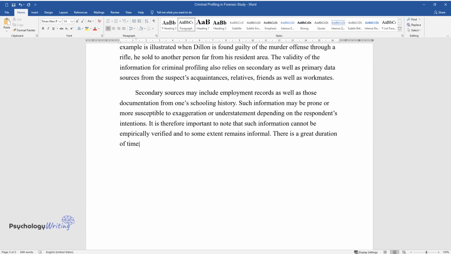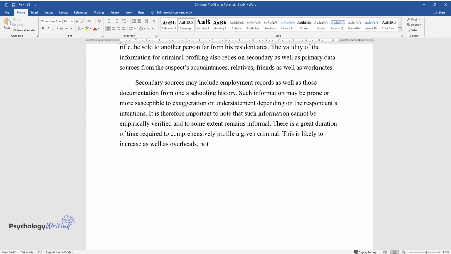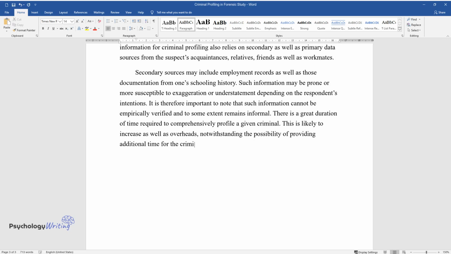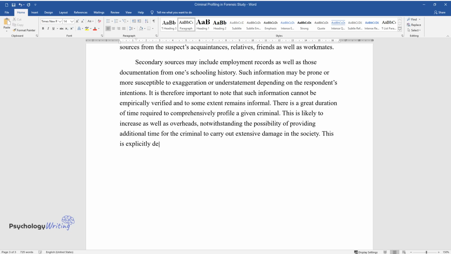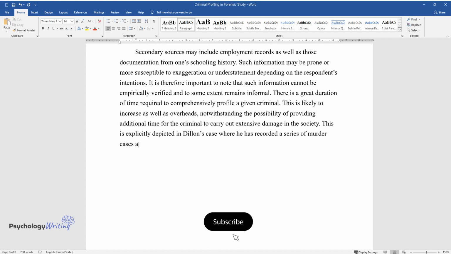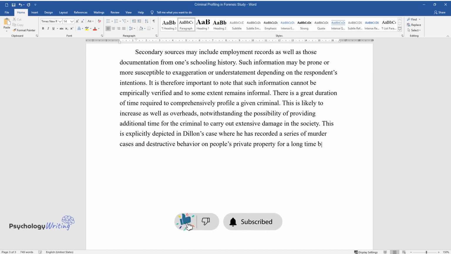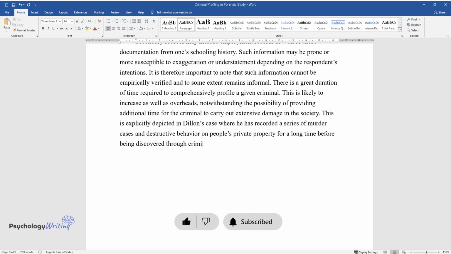There is a great duration of time required to comprehensively profile a given criminal. This is likely to increase as well as overheads, notwithstanding the possibility of providing additional time for the criminal to carry out extensive damage in the society. This is explicitly depicted in Dylan's case where he has recorded a series of murder cases and destructive behavior on people's private property for a long time before being discovered through criminal profiling.